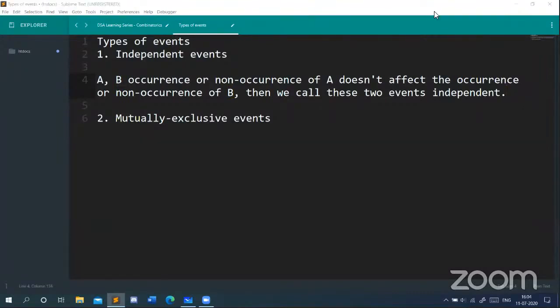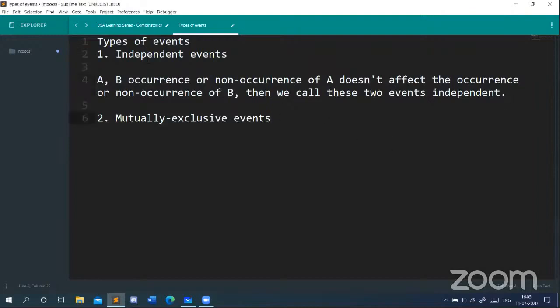Yes, exactly. Winning a toss and winning a match. I love that example. Whether or not you win the toss has nothing to do with whether or not you win a match, and therefore these two events are independent. And therefore, the number of ways in which I can win a toss and win a match will be the number of ways in which I can win a match times the number of ways in which I can win a toss. And I'll come to that in a while. But yeah, we'll discuss that.